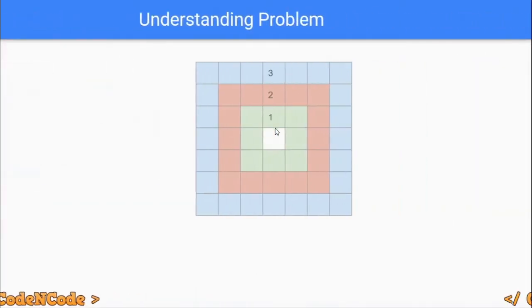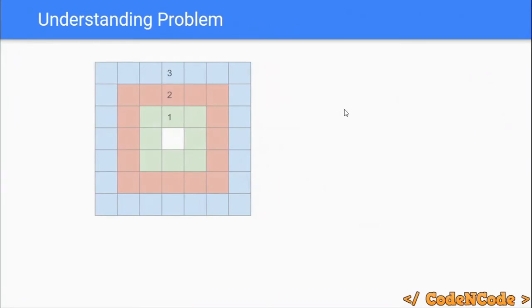If I show you the example for 7 cross 7, since n is equal to 7, the number of zones, red, green or any color zone, would be n by 2, and I'm talking about integer division. So 7 by 2 is going to be 3, so there are going to be 3 different areas. If n is equal to 11, 11 by 2 is going to be 5, so there are going to be 5 areas. There will be a zone with distance 1, a zone with distance 2, a zone with distance 3, and so on till n by 2.